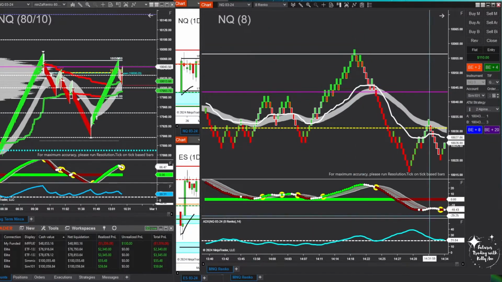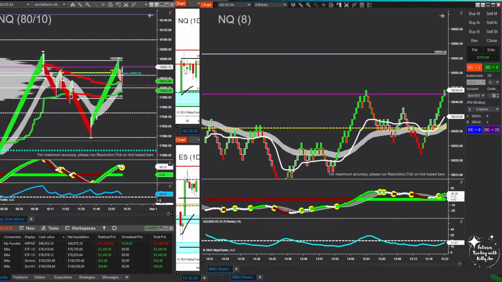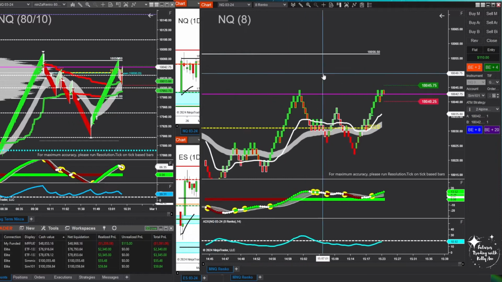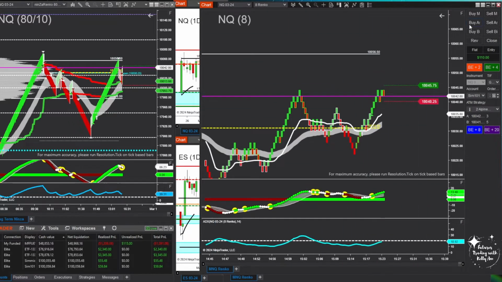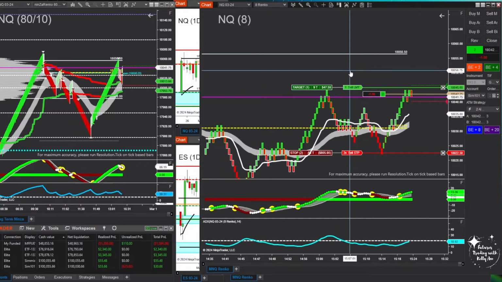And I want these candles to be green if I'm taking a long, or red if I'm taking a short. Remember, we're following the trend. The only way this really works is if you follow the trend. All right, so we've got an entry. I was a little late, so I'm going to get it now. I should have got it right there.